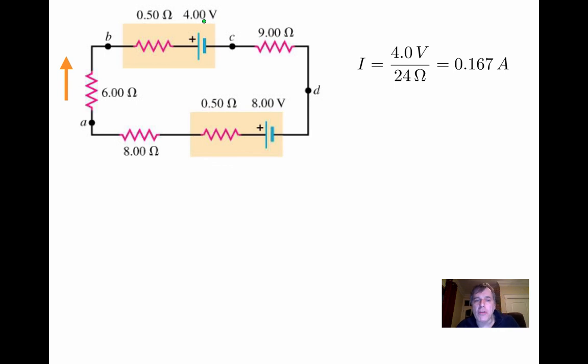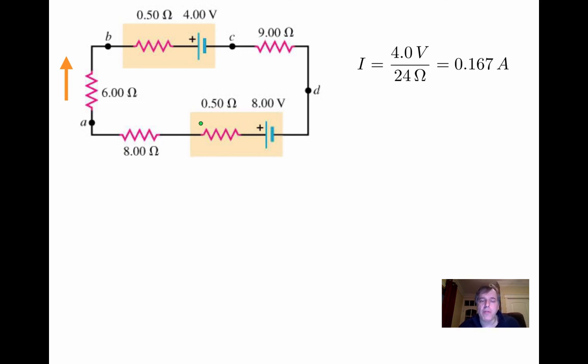And the current here comes out to be, the total resistance is 24 ohms, including the internal resistors. You get 4 volts over 24 ohms, 0.167 amps. Even though the internal resistances are given with 2 sig figs, I'll assume that they're really 0.500 to keep more precision. So the current is going clockwise in that circuit and given by this.